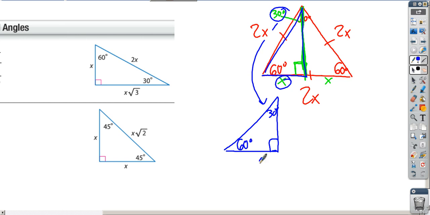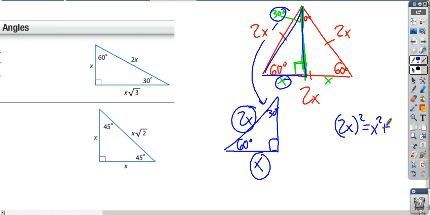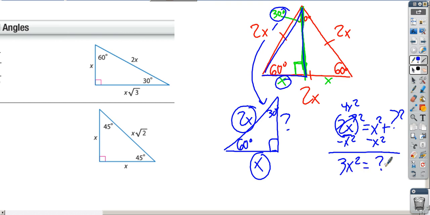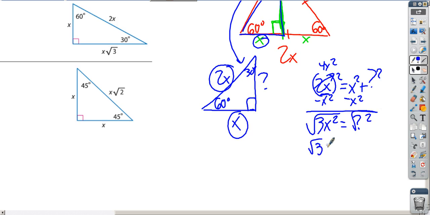This side is x, this side is 2x. How do we find this missing side here, this other leg? We could do that squared equals this thing squared plus, and then this one we don't know, so that's squared. We subtract this from both sides. This thing, by the way, is the same as 4x squared. So if we subtract x squared, we would get 3x squared is equal to question mark squared. Let's square root both sides. And if you square root 3x squared, you would get square root 3 times x. That's what this side is right here.